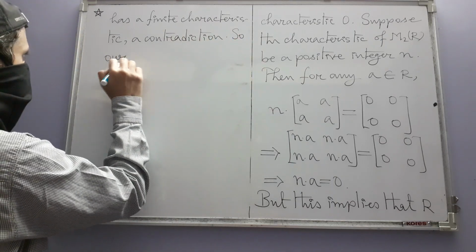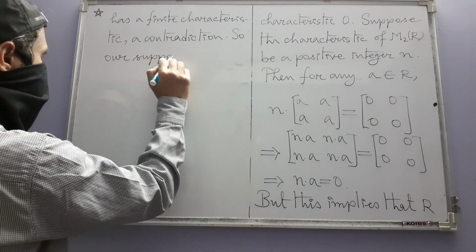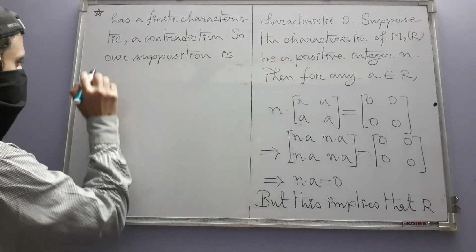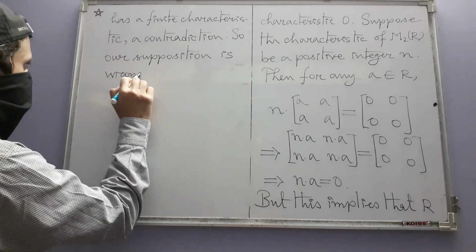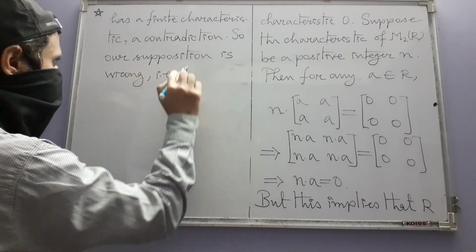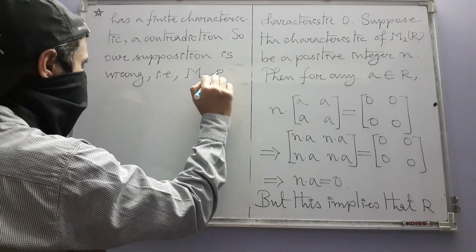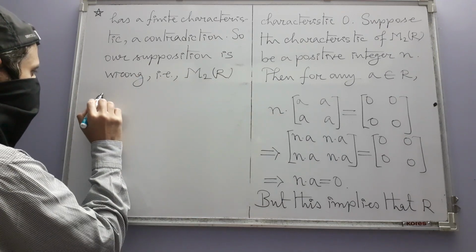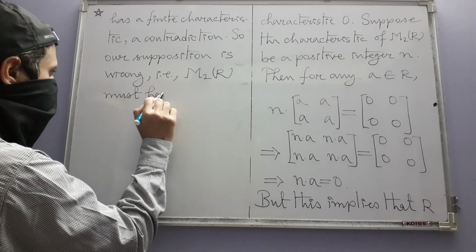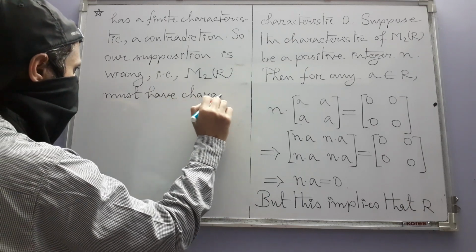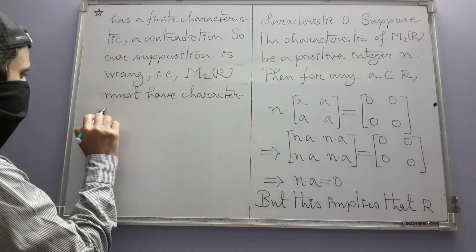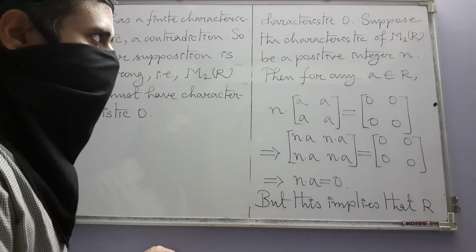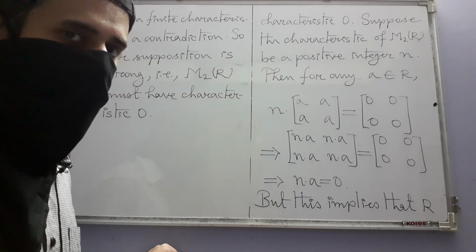So our supposition is wrong, i.e., M2(R) cannot have a finite characteristic like what we have supposed. So this must have characteristic 0. So when R has characteristic 0, then M2(R) also has characteristic 0.